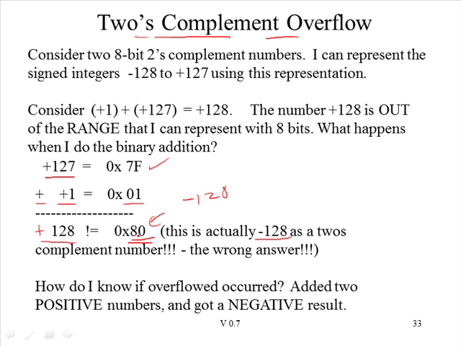We know it's negative because its most significant bit is a 1. I've added 2 positive numbers and got a negative result. That is overflow. We got overflow because you cannot represent a positive 128 in 8 bits. The largest positive number that you can represent using 8 bits is a positive 127.